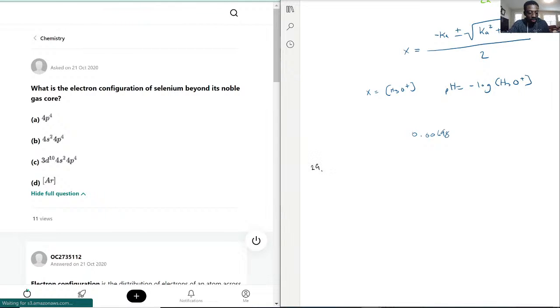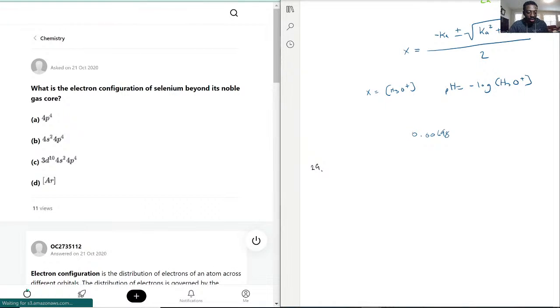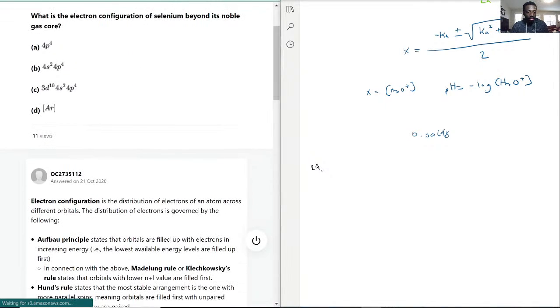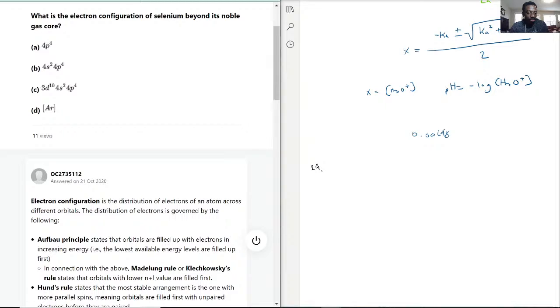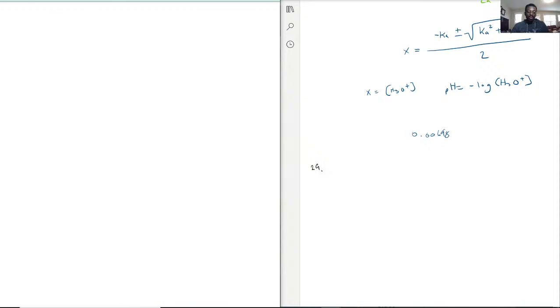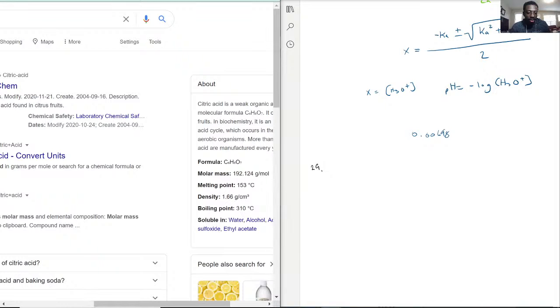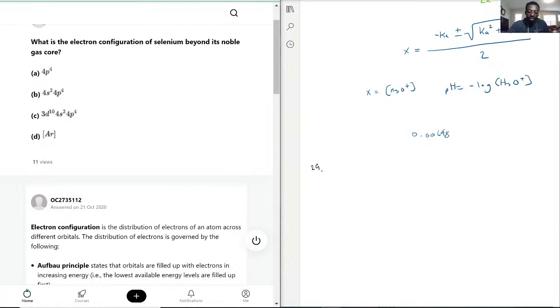I feel like we did this question. The electron configuration of selenium beyond its noble gas? Oh. It may have been something else. But selenium, if you go to the periodic table. No, this is unfortunately the same question. And our periodic table decided to crash on us. Well, we remember this one. Okay, selenium. So selenium electron config beyond noble gas.